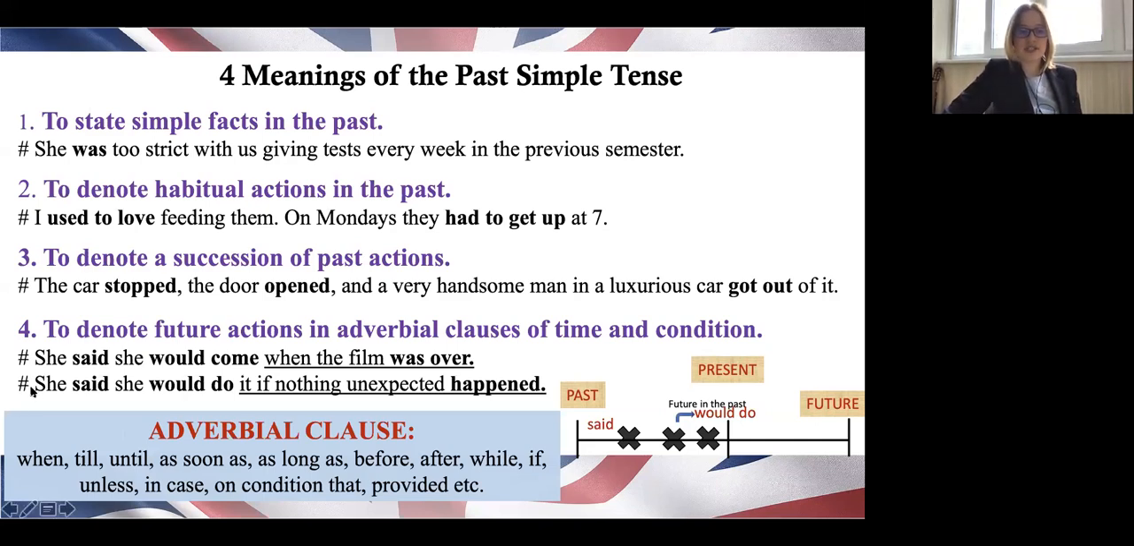Take a look at the first example. She said she would come when the film was over. Why not use would be over in the highlighted part? It's impossible.